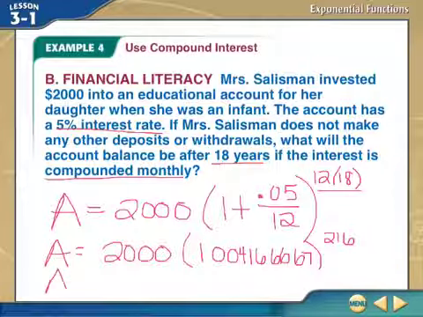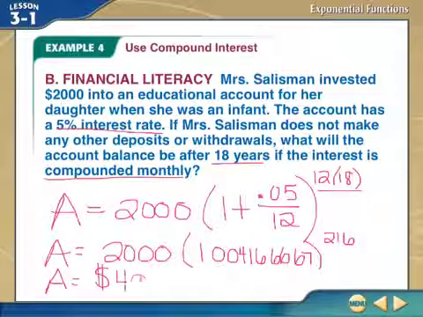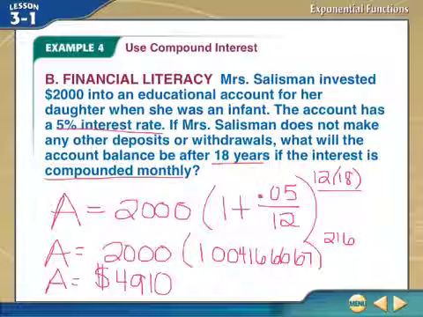So let's go ahead and see how that affects the outcome or total balance of the account after 18 years. So what I'm going to do is take 2,000 times 1.004166667 and raise that to the 216th power, and we get $4,910.02, or 2 cents if we round to the nearest cent.